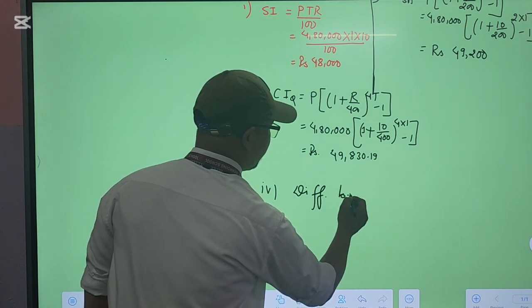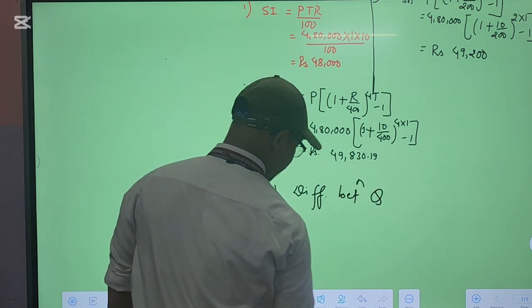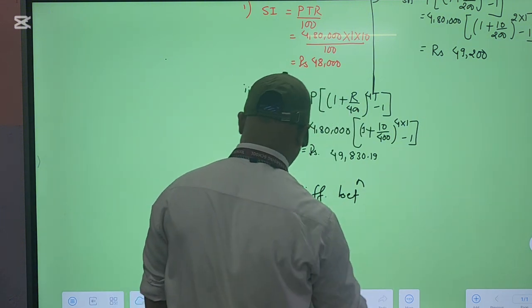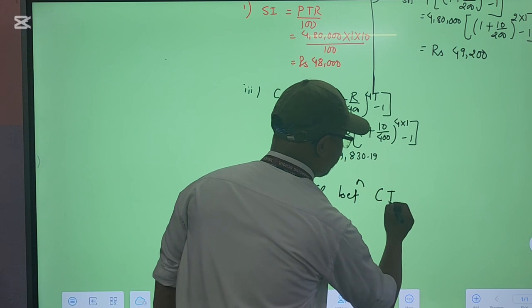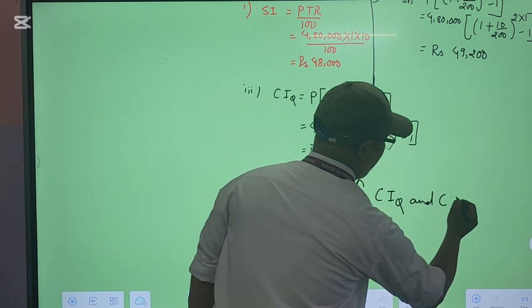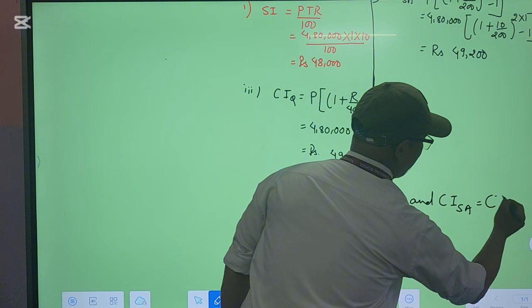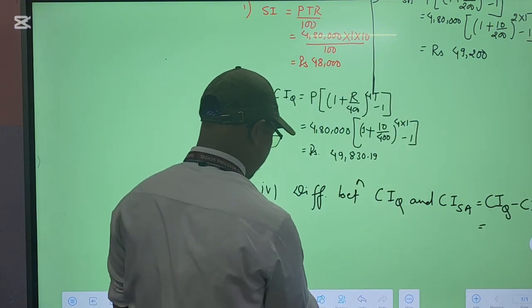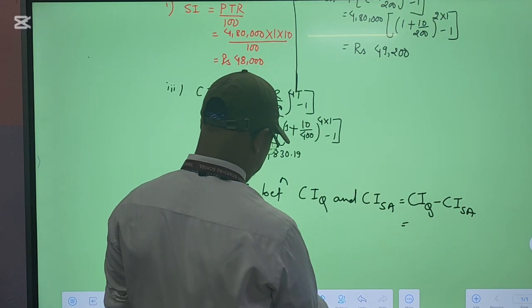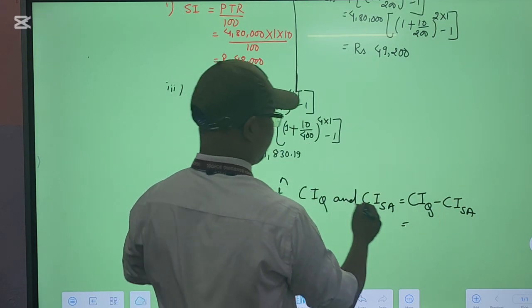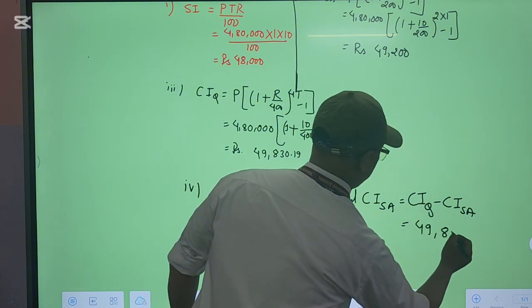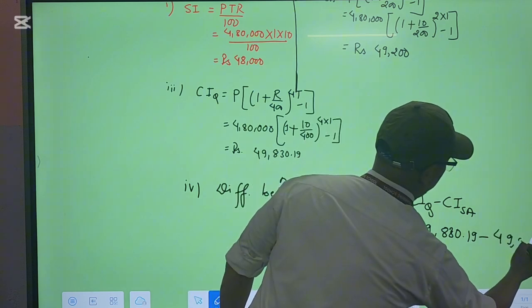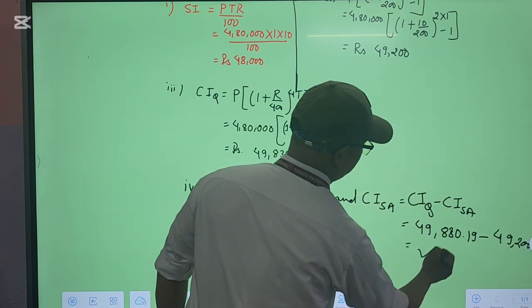The difference between compound interest quarterly and compound interest semi-annually. That means compound interest quarterly minus compound interest semi-annually. You subtract this, and you will get the answer. Now quarterly is already given to us: 49,830.19 minus what is given to you, 49,200, and whatever answer you get, that is the answer to question number 4.